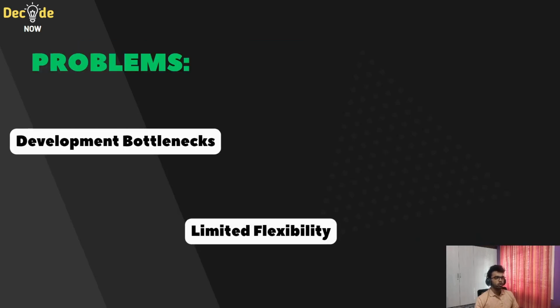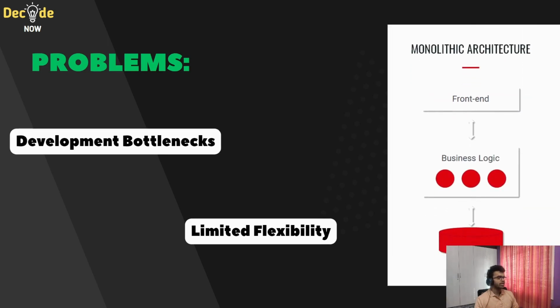Then the second problem was limited flexibility. Adding new features or making changes to a monolithic application can be time consuming and complex. It requires coordination across the entire team of developers. So here if you can see, front end changes are there, business logic is there, and database is there. Let's assume these three circles as team A, team B and team C. Team A has some business logics and interacts with the database as well, similar to team B and team C.